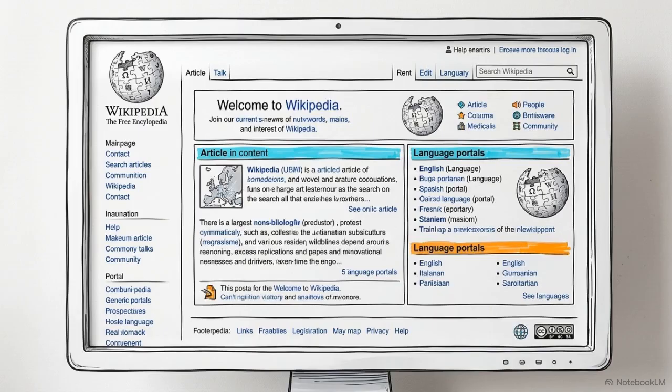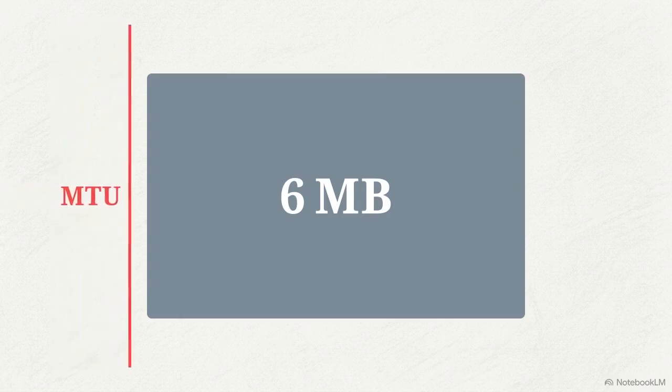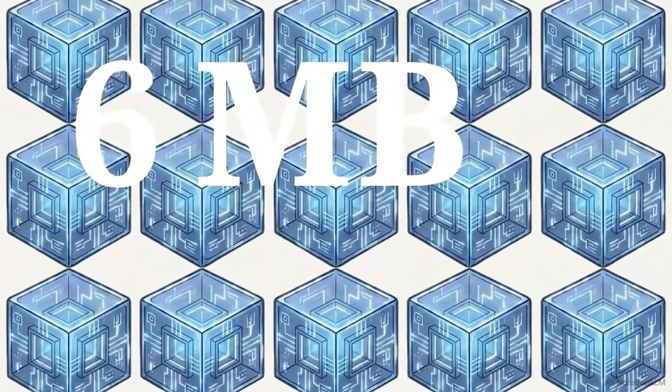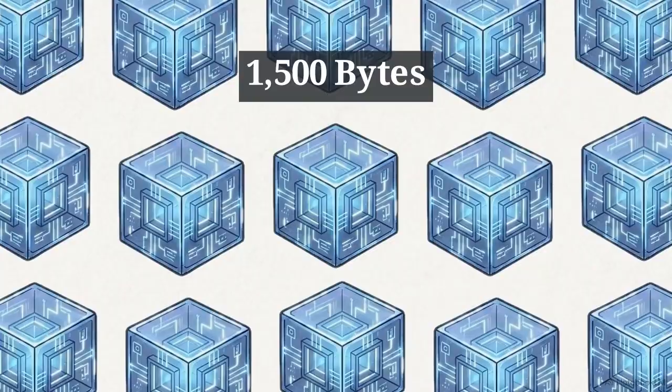Once connected, the server begins sending the web page, but it does not send the 6-megabyte HTML file as one continuous block of data. Networks have a strict physical limit called the maximum transmission unit, or MTU. Because of this, the file is aggressively sliced into thousands of tiny pieces, usually capped around 1,500 bytes each.